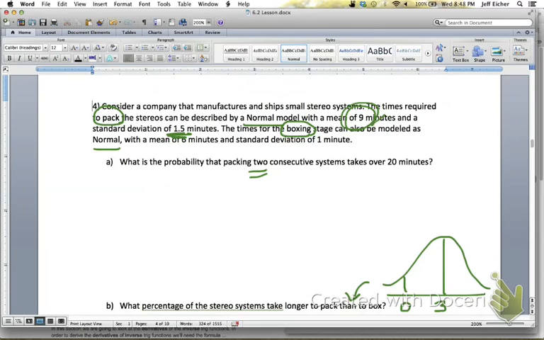Well, we would guess most of them take longer to pack because it takes 9 minutes to pack and 6 minutes to box. But at some point, it equals 0. So all of these would take longer to pack than to box. So we need to find the standard deviation and then find a probability. So you could try that. You could pause this video and work on that, or you can keep listening to this video and then go back and work on number 4.